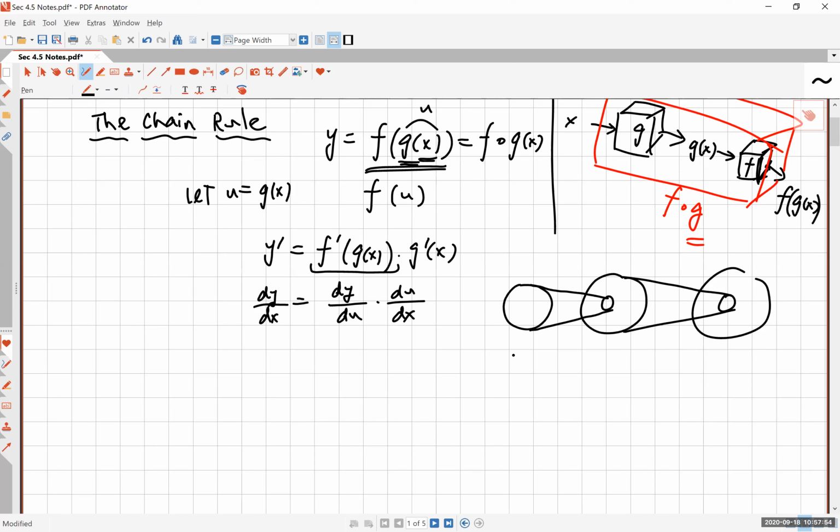And the way I'm describing this in this metaphor, the first one is x. That's the independent variable. You apply g first. So the second gear is g of x, which is called u, and then you plug u into f, and this is, of course, f of g of x, right? This whole system of gears is your composition of two functions, okay?